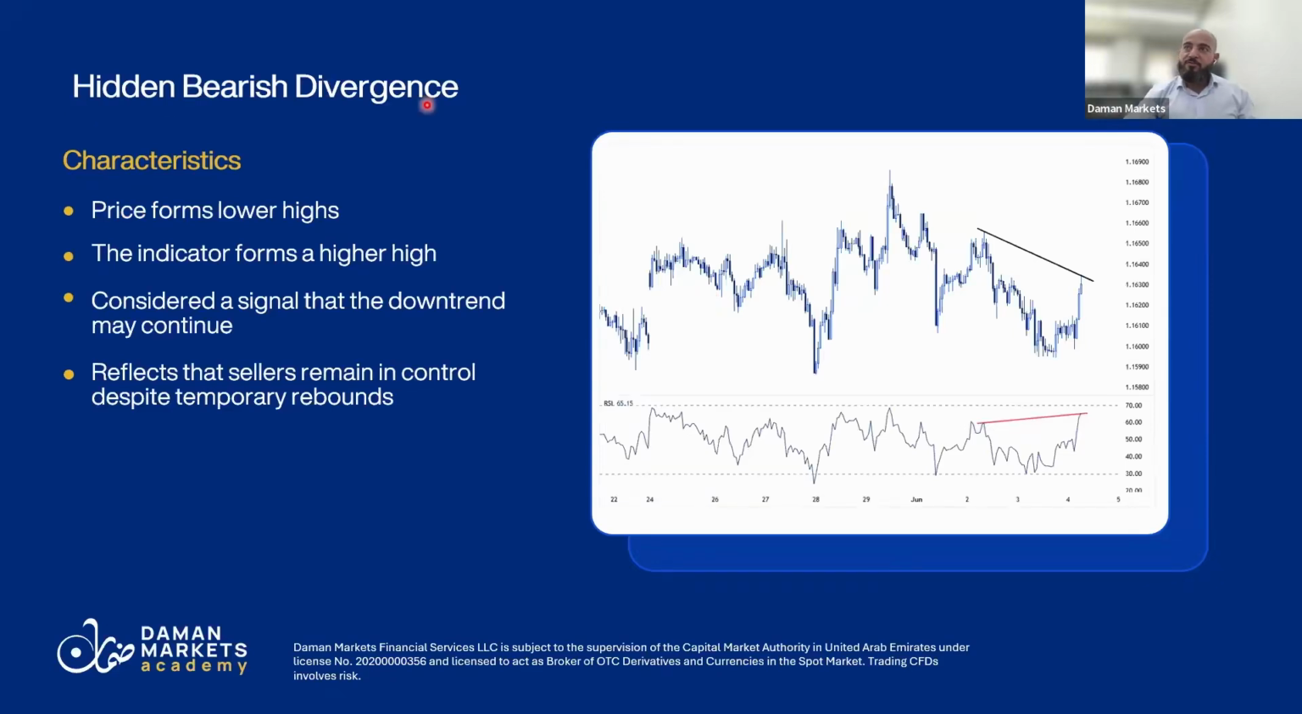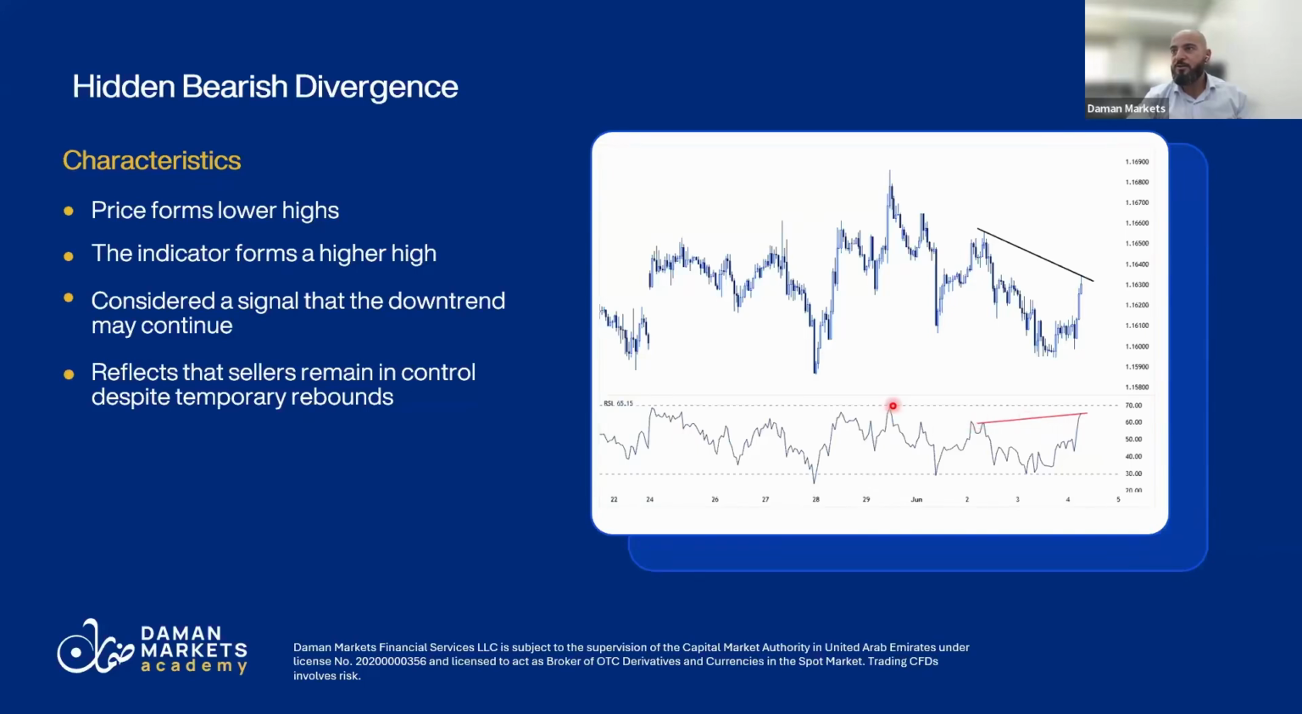The hidden bearish divergence occurs in a downtrend. Price forms a lower top, a lower high. Look here, it's a downtrend. We have a correction up. Prices did not cross the previous high. The indicator went above the previous high.